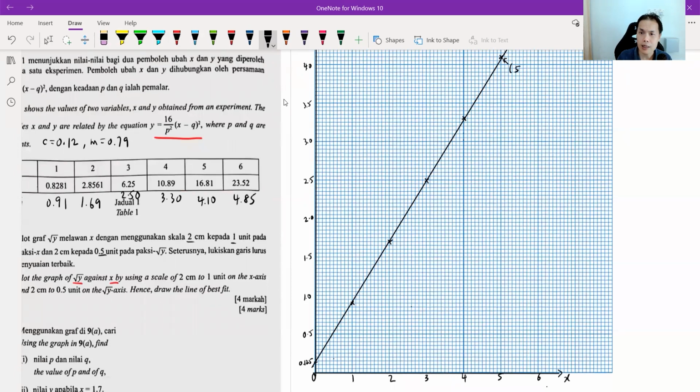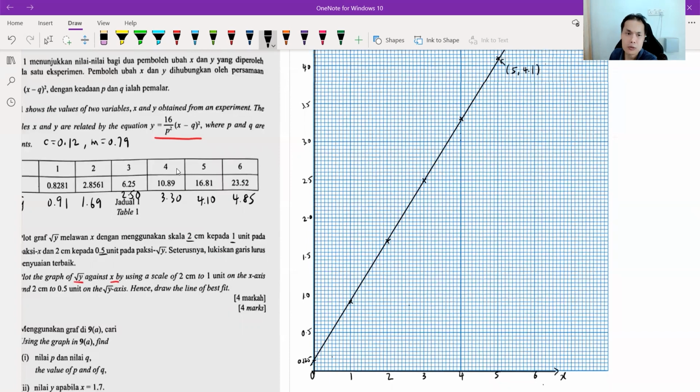It's actually 5, and it looks like 4.125. Yeah, 4.075. Or should I use 4.125? Yeah, 4.1. Maybe I should use 4.1. Yeah, 4.1. Looks a bit like 4.1. Okay, 5, 4.1. It's okay. So 5 and 4.1.